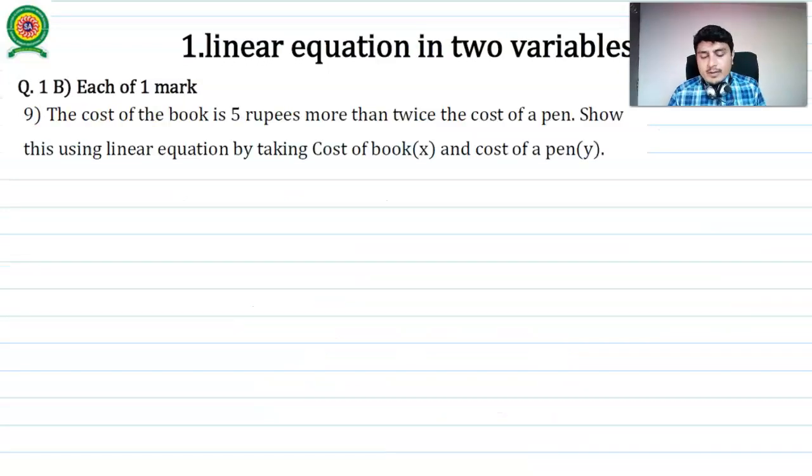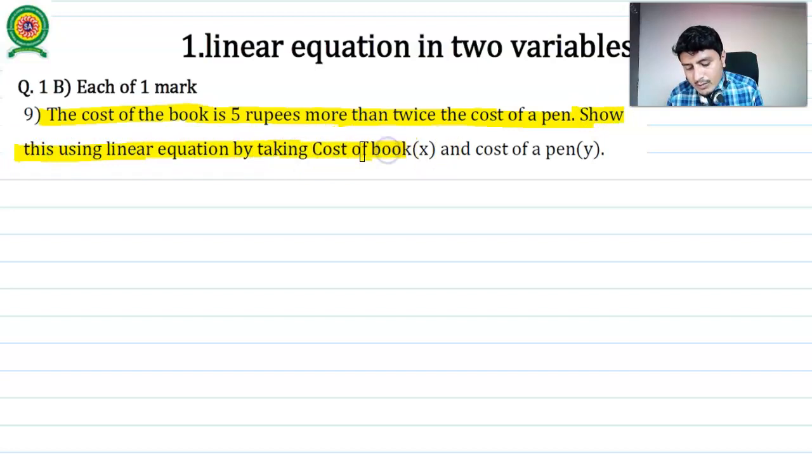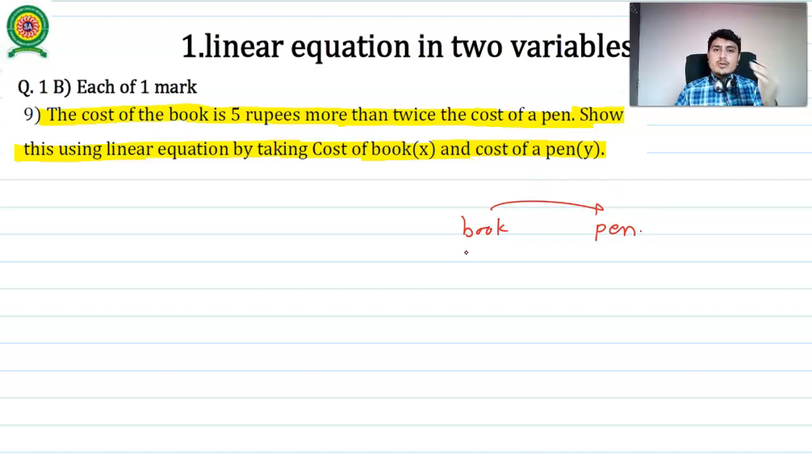Look at question number 9. We are given the cost of the book is 5 rupees more than twice the cost of pen. Show this using a linear equation by taking the cost of book as x rupees and the cost of pen as y rupees. Now look ahead, we have been given the comparison between the cost of book and the cost of pen. So the cost of book we have given as x and the cost of pen as y.